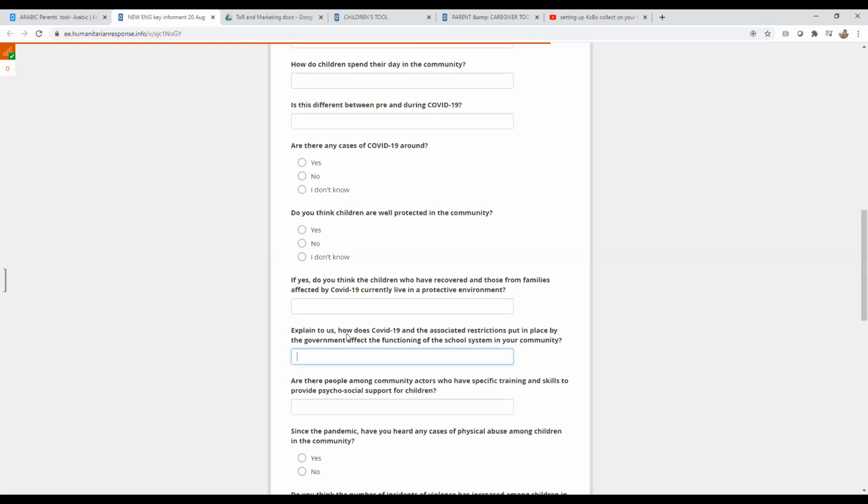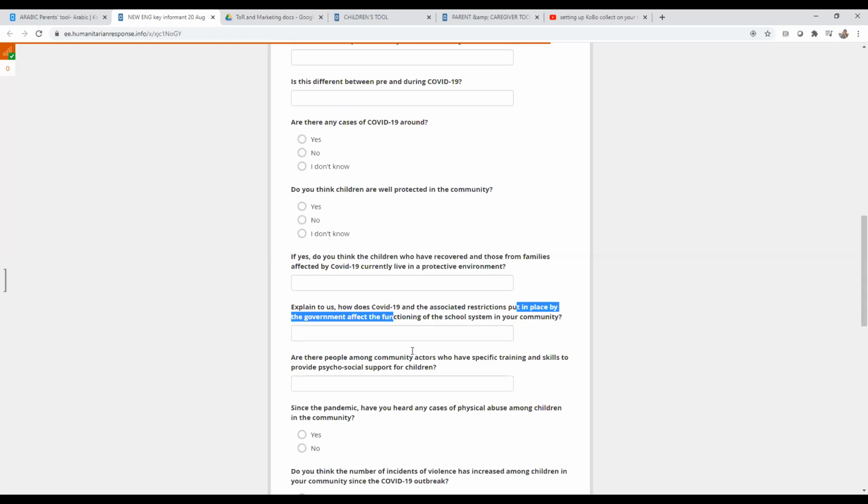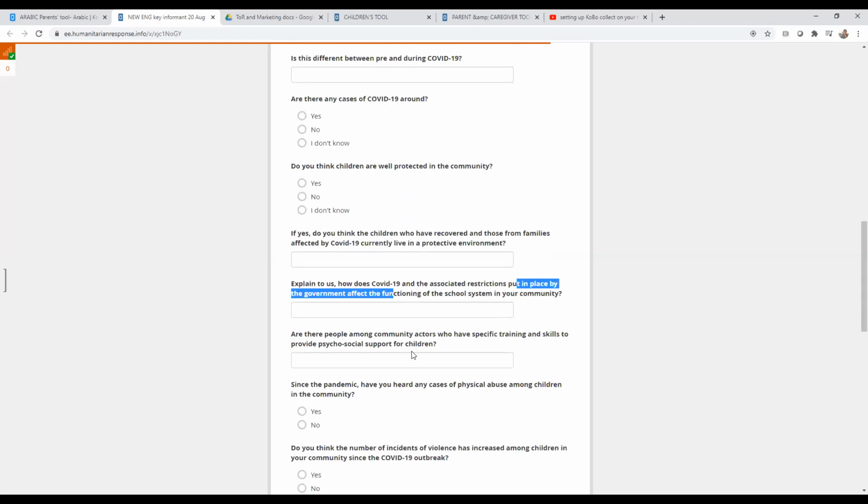Explain to us how COVID-19 and the associated restrictions put in place by the government affect the functioning of the school system in your community. So this could be, what has the government done? What are the restrictive measures? And has it affected the school system?